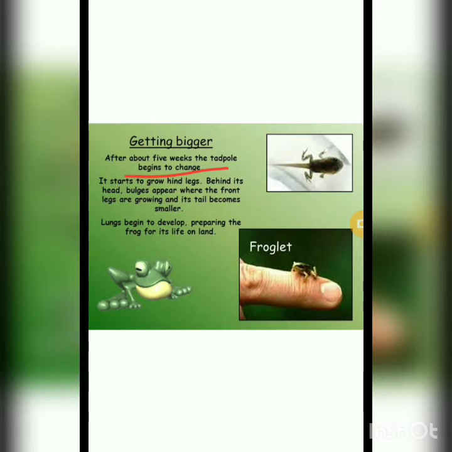It starts to grow hind legs. Behind its head, bulges appear where the front legs are growing and its tail becomes smaller. Lungs begin to develop, preparing the frog for its life on land.